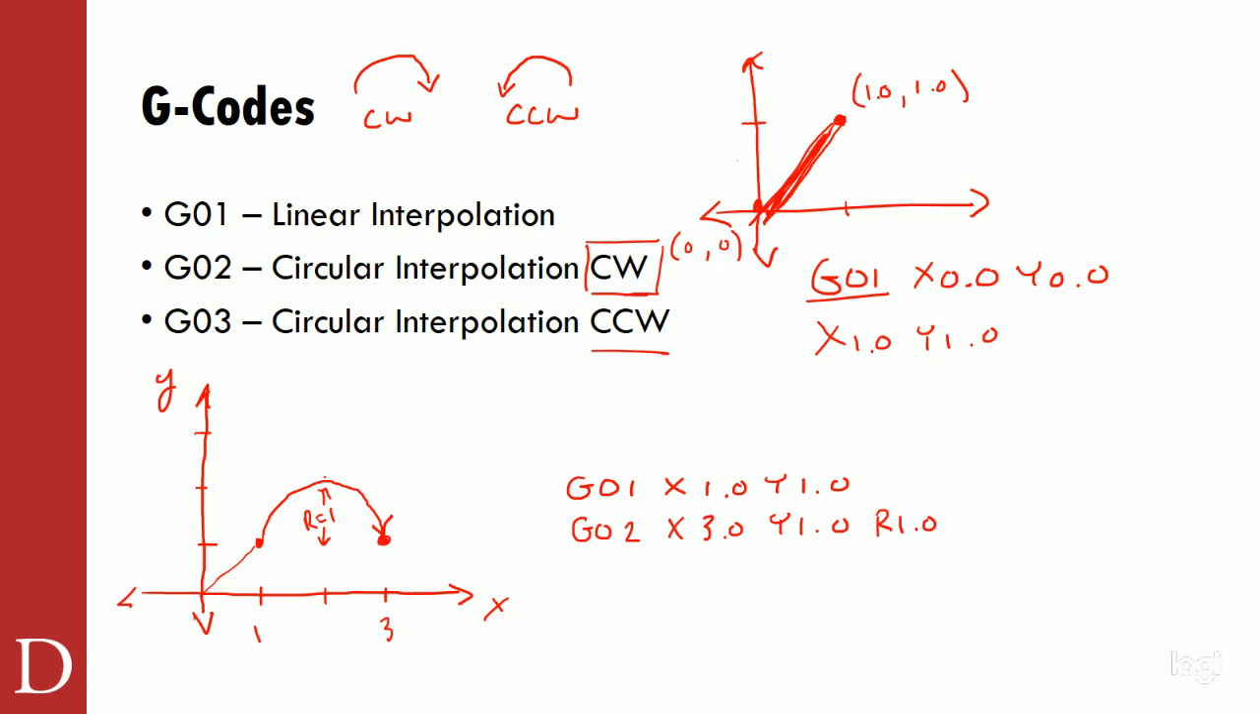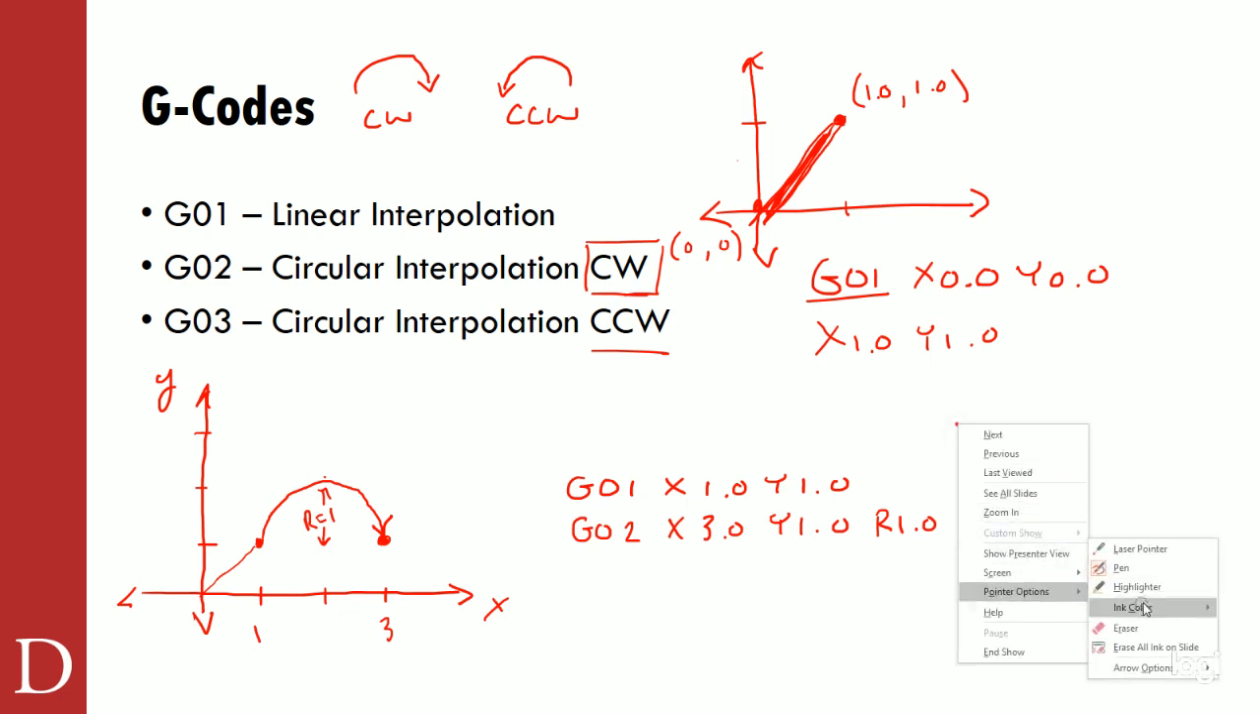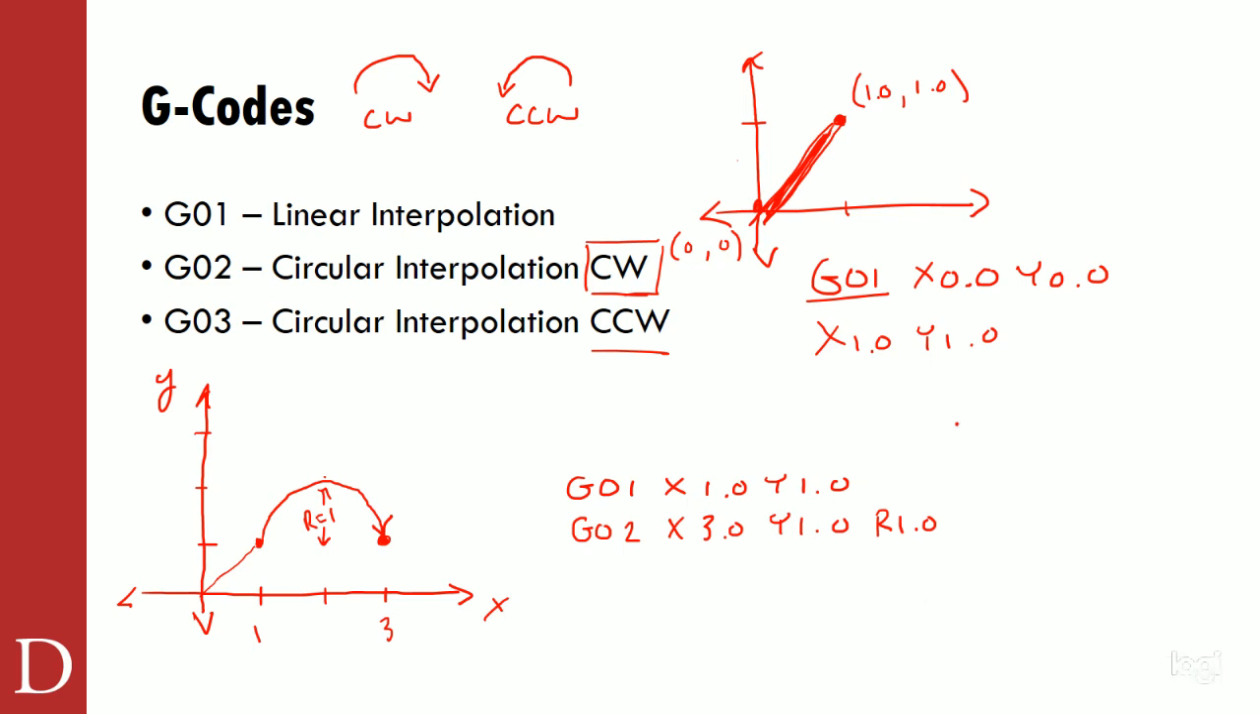Let's go ahead and change colors with my marker here. We'll go to pointer options and we'll go to color. We'll try to do this in a different color so we can see a different result. And now let's do the exact same thing. Let's say that we did G01, X 1.0 and Y 1.0. But now instead of a G02, we're going to do a G03. We'll go to the same locations: X 3.0, Y 1.0, and still with a radius of 1.0.